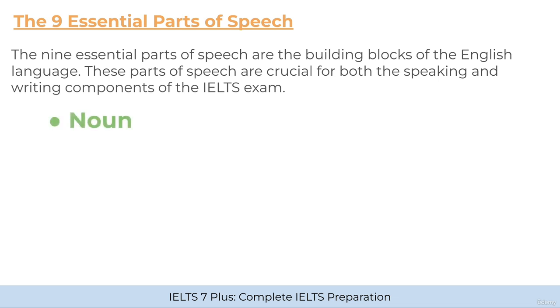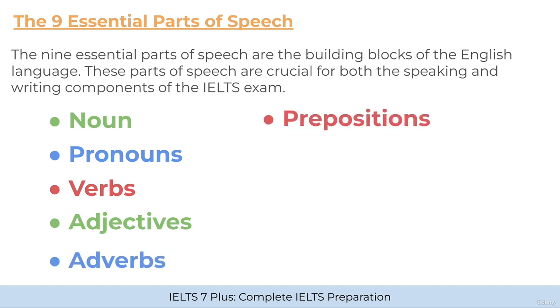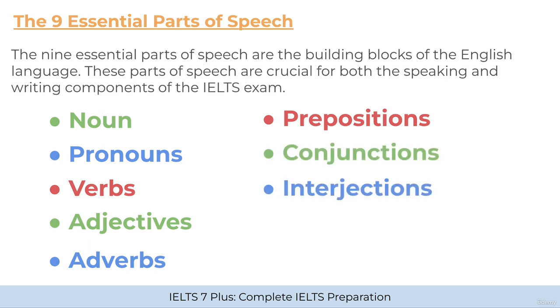And they consist of nouns. We also have pronouns. We have verbs, our doing words. We also have adjectives in the English language. Adverbs as well. Prepositions. Conjunctions. Interjections. And articles.